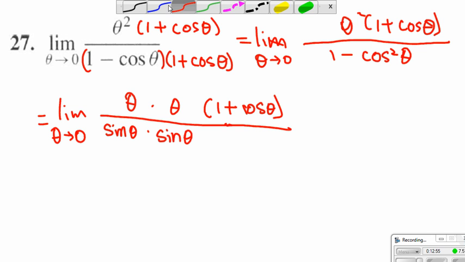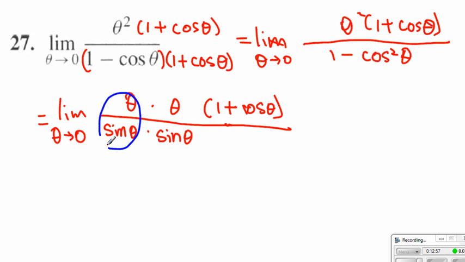Then here we have this portion equal to 1, and this portion equal to 1. Therefore, we only have 1 plus cosine theta left. But as theta approaches 0, cosine theta becomes 1 once again. So therefore, our final answer becomes 2. All right, let us look into the next question.